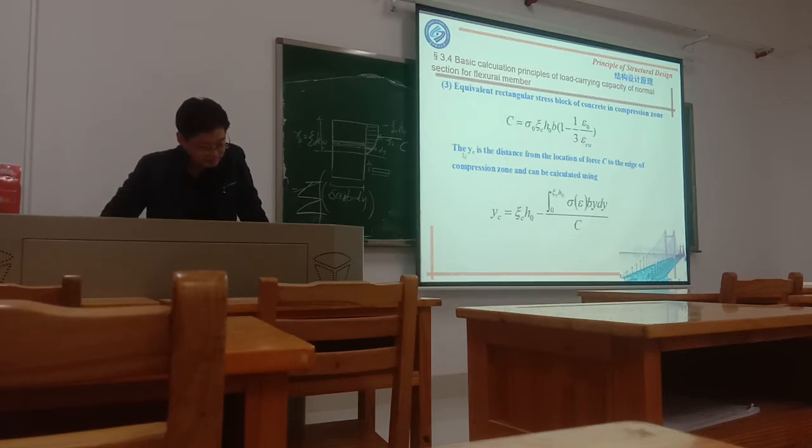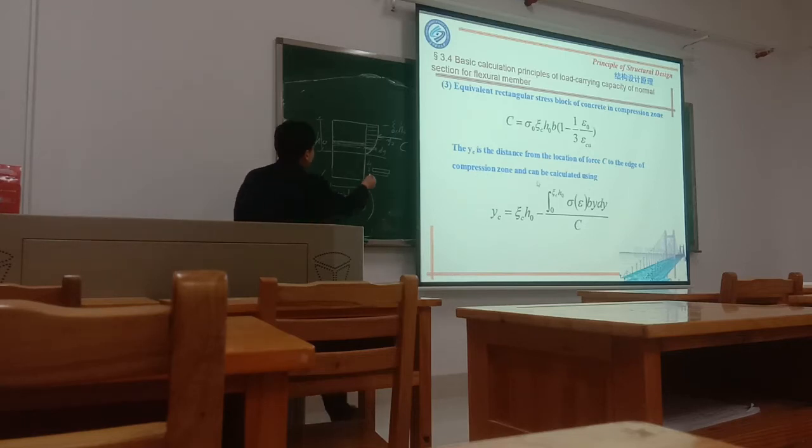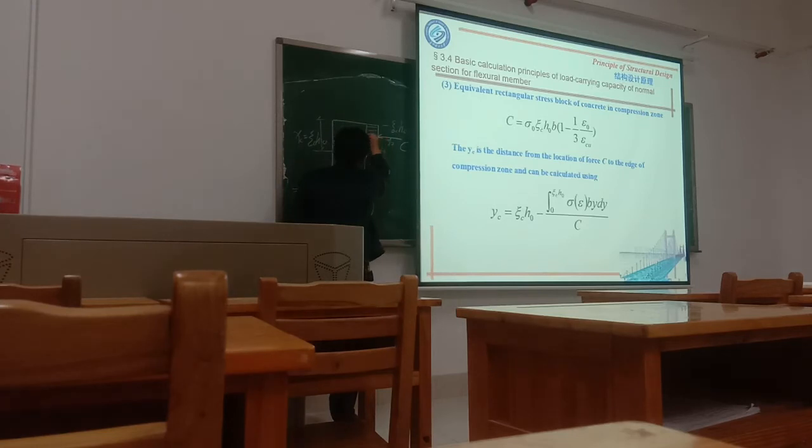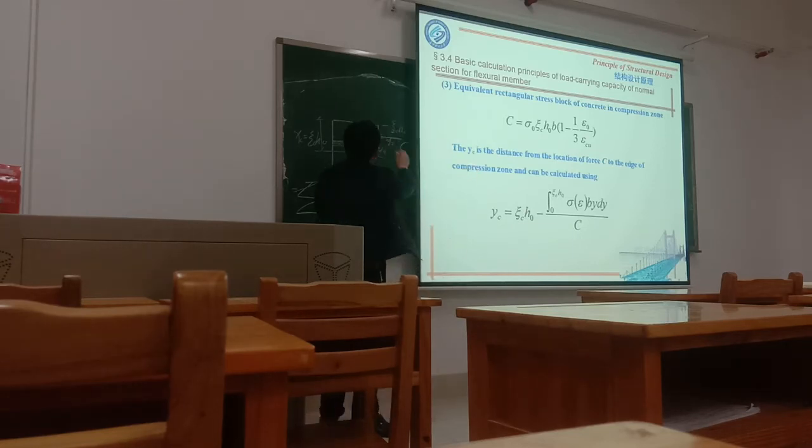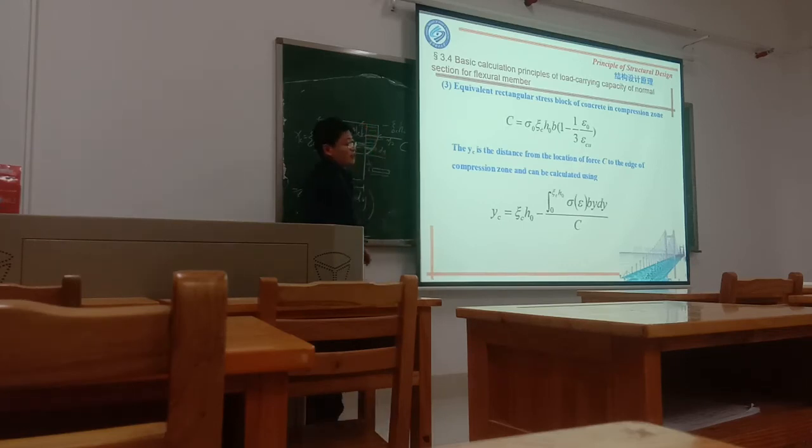So C is the distance from the location of the force C to the edge of the compression zone. Where C is this point, the action point. This part is the distance from the location of the force to the edge of the compression zone.